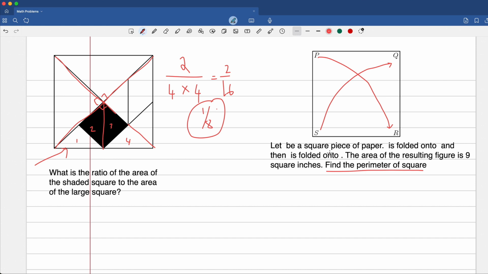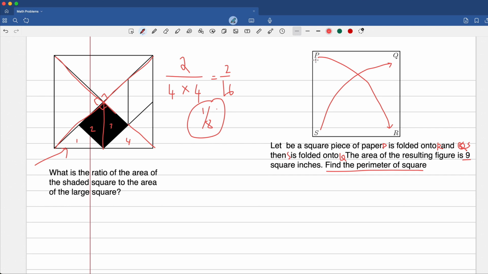Now let's come to this. You have a square piece of paper. P is folded onto R, and then S is folded onto Q. The area of the resulting figure is 9 square inches. Find the perimeter of the larger square.